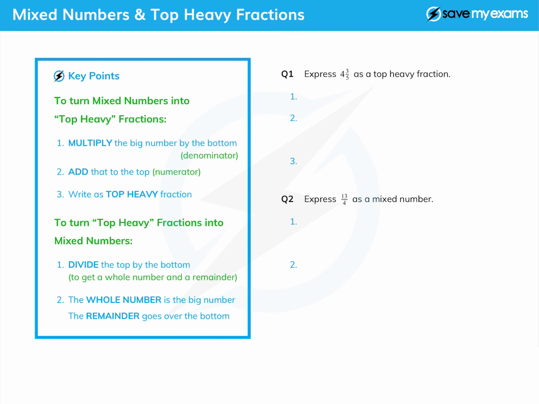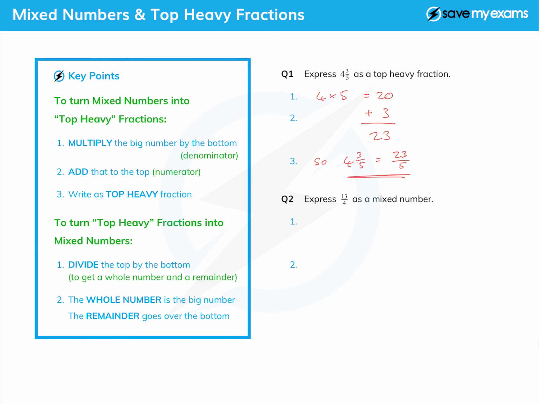In this first one here, we take the big number, that's the 4, that's 4 wholes, and we multiply it by the 5. Why do we do that? Well, that tells me that 4 is in fact 20/5. We then add, as it says in step 2, or key point 2, the 3, and that gives us 23. So we have 23/5 in total, and we can say that 4 3/5 is 23/5. And we're done.